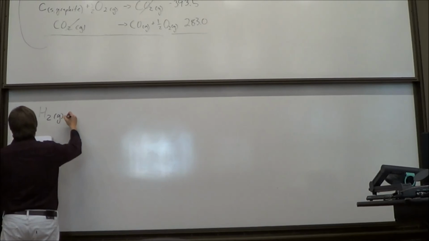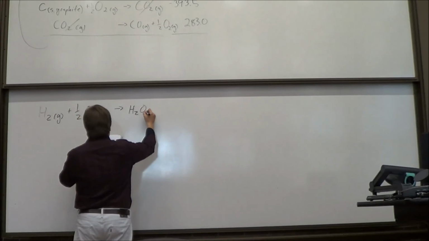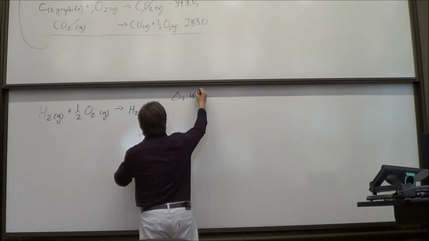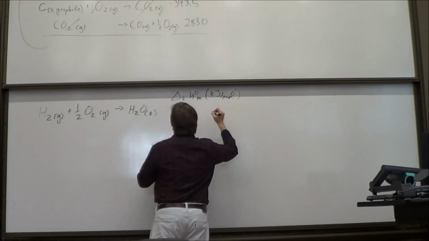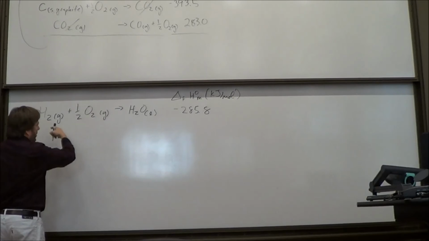Because I have, just like with the x, the y at constant z, a tremendous amount of flexibility. And here's my delta formation H, and of course, it's in kilojoules per mole. And this is minus 285.8. Sorry, that's unreadable. There we go. Okay, and the elements, they're both gases. So that's legit a delta formation.